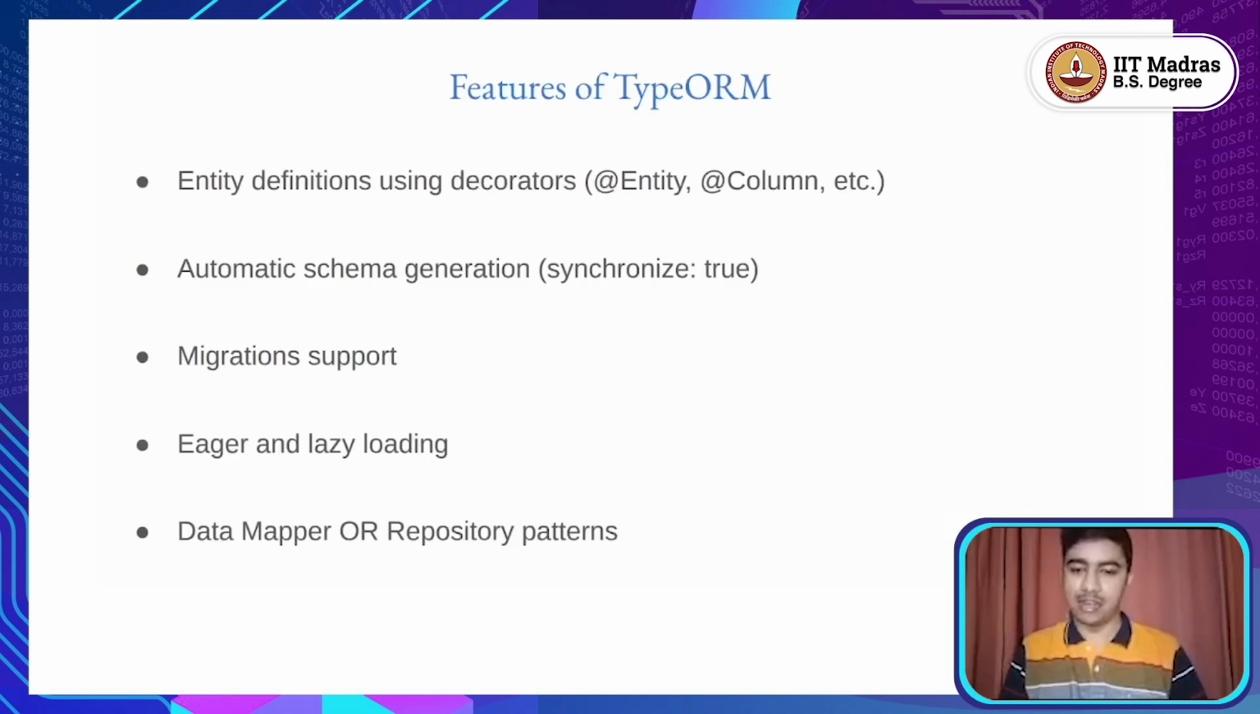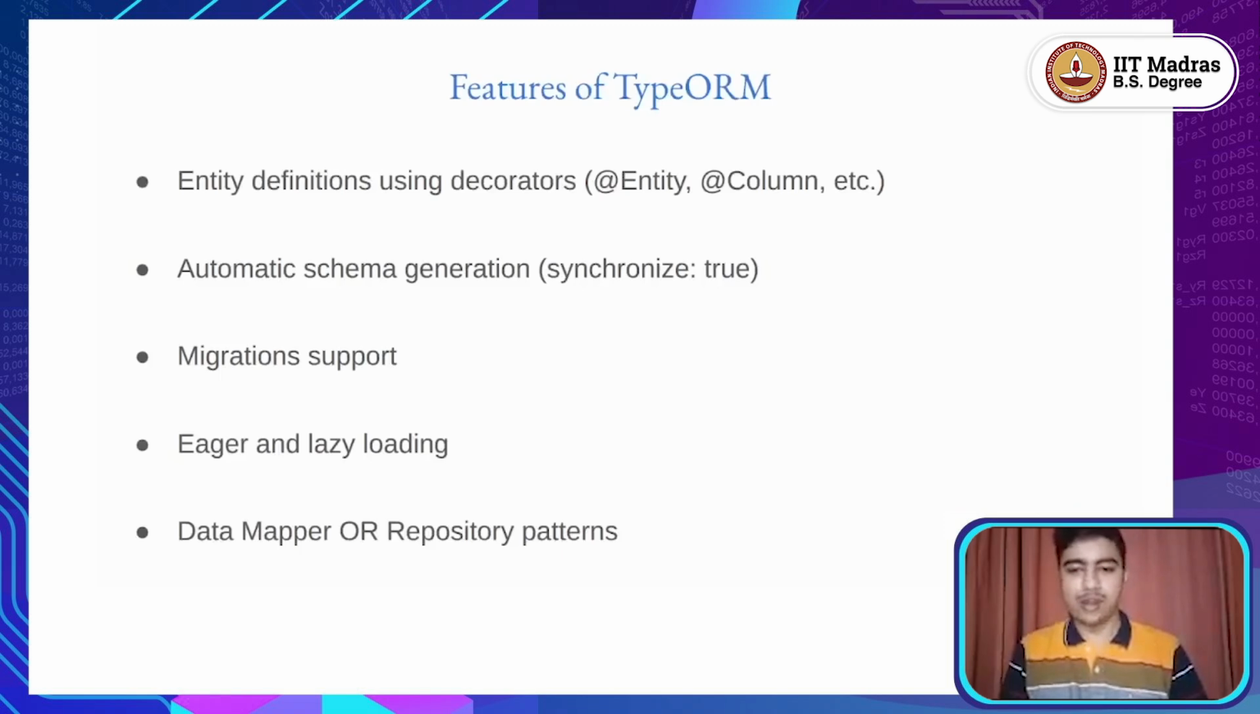TypeORM also supports migrations, a more controlled way of evolving our database structure over time without losing our existing data in the database, which is very helpful in production environments. It offers flexible loading strategies, including both eager loading, which means loading related entities by default, and lazy loading, which means loading on demand.